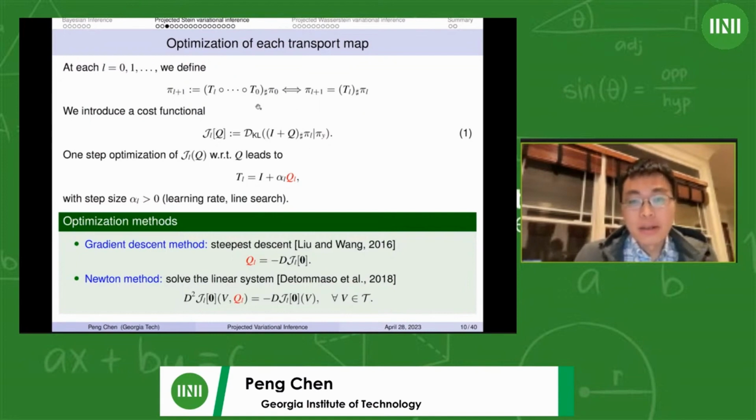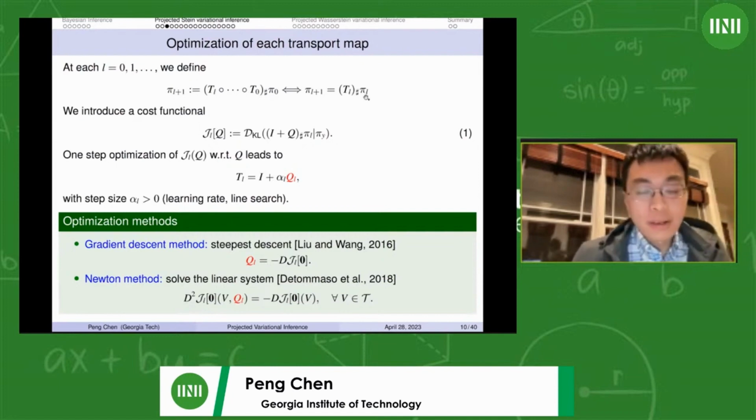Mathematically speaking, at each step you have densities pi 0 to pi L plus 1, and this is pushed forward by the composition of the transport maps from T0 to TL, and each pi L plus 1 is given by the push forward of pi L by TL.